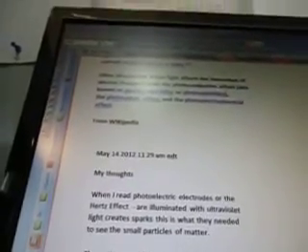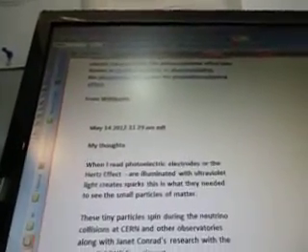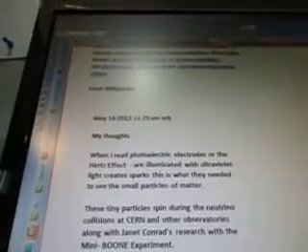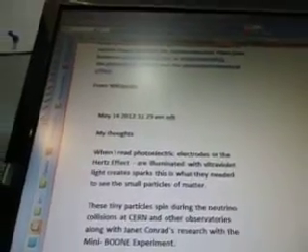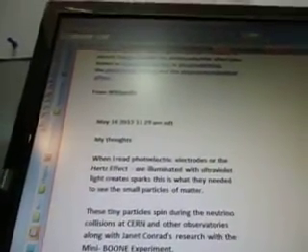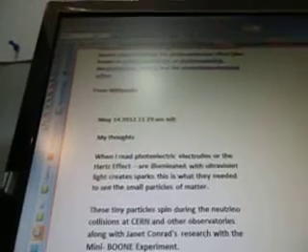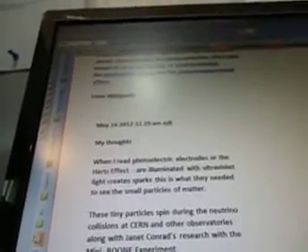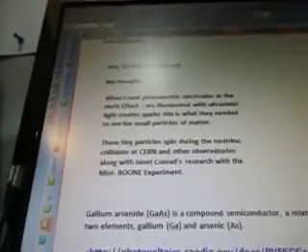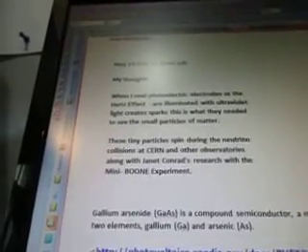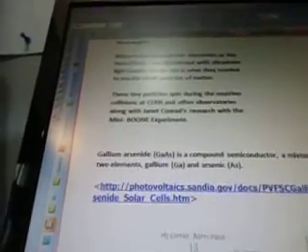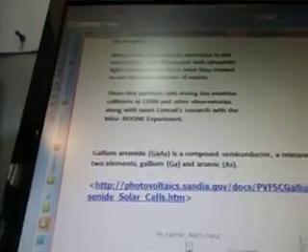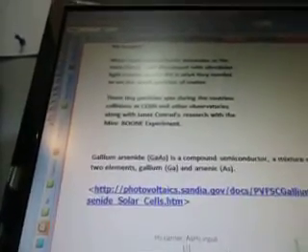So May 14th, 2012 was when I was working on this particular lens, and today is June 7th. So my thoughts. When I read photoelectric electrodes, or the Hertz effect, are illuminated with ultraviolet lights, create sparks, that is what they needed to see the small particles of matter. These tiny particles spin during the neutrino collisions at CERN and other observatories, along with Janet Conrad's research with the MiniBooNE experiment. Gallium arsenide, GaAs, is a compound semiconductor, a mixture of 2 elements, gallium Ga and arsenic As.